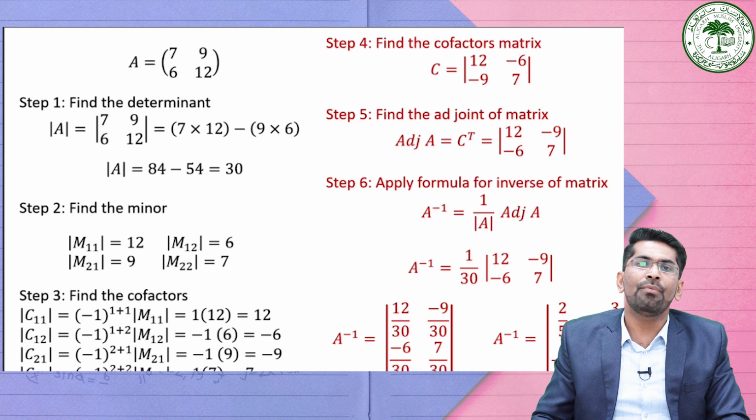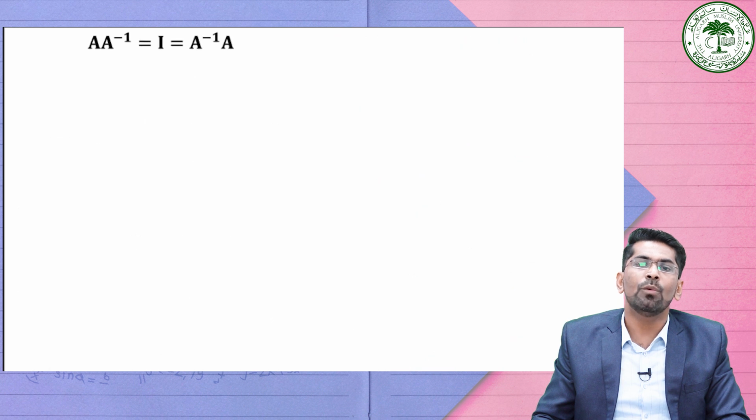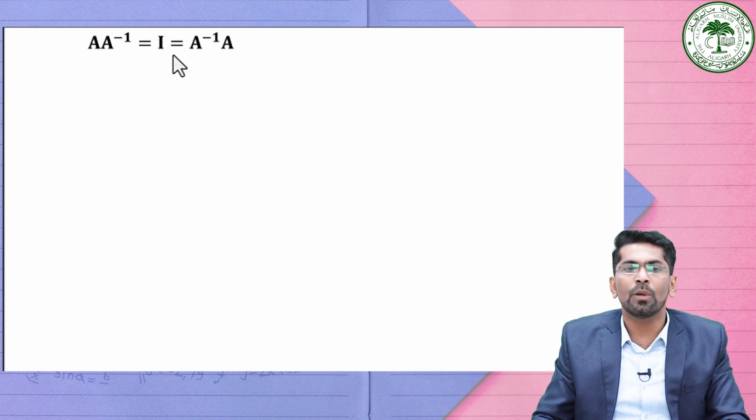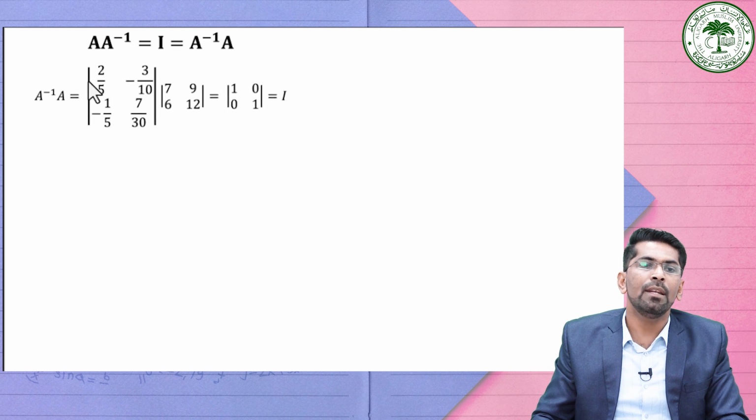Now we can verify the inverse of the matrix by using its most important characteristic: if you multiply the original matrix with its inverse, it will produce an identity matrix. So let us look at whether it is producing an identity matrix or not. See, this is the inverse of the matrix. Now we are going to multiply the inverse of the matrix with the original matrix.